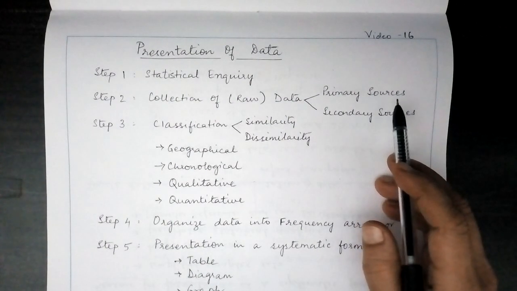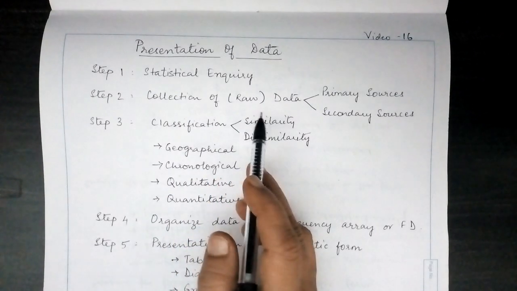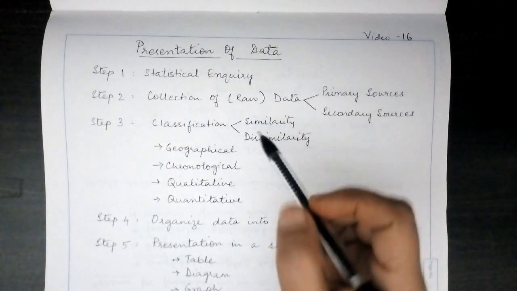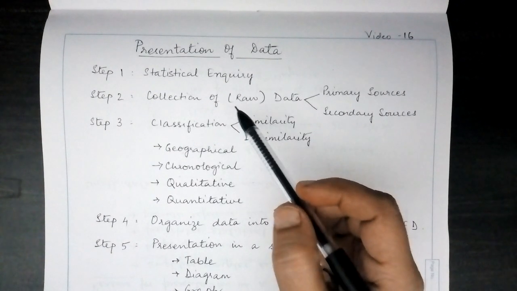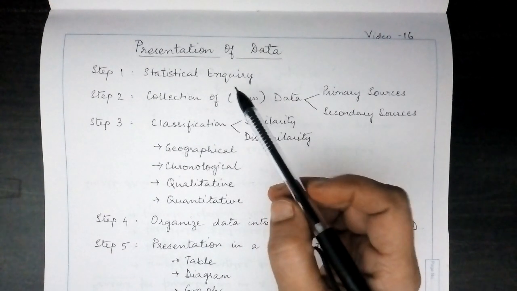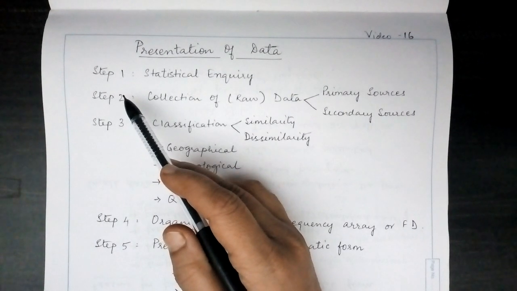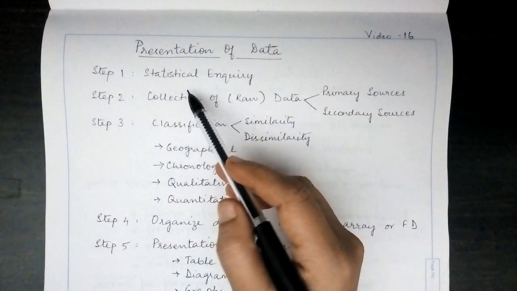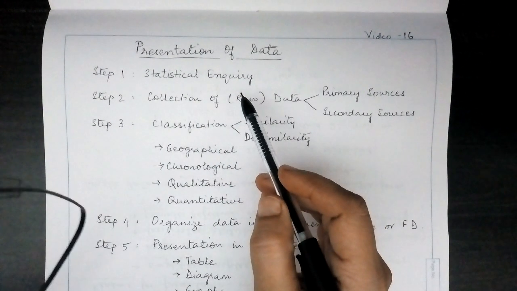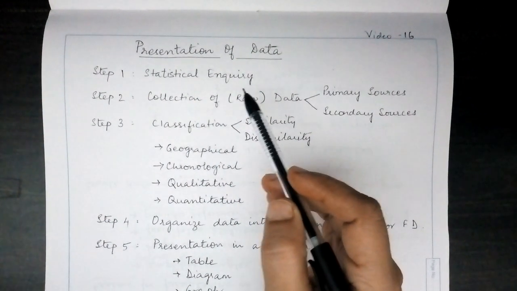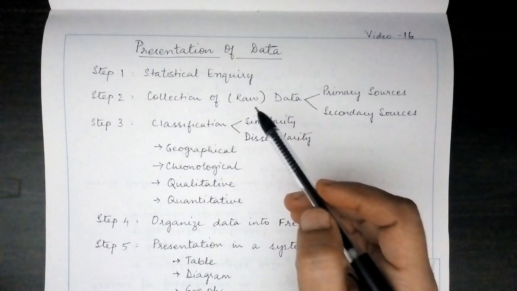In our video number 16, we are going to start with the next unit called Presentation of Data. Let us first look into what should be done in order to start with the presentation of data. Step 1 we have learned so far is statistical enquiry. A statistical enquiry is an investigation on a topic to collect data.